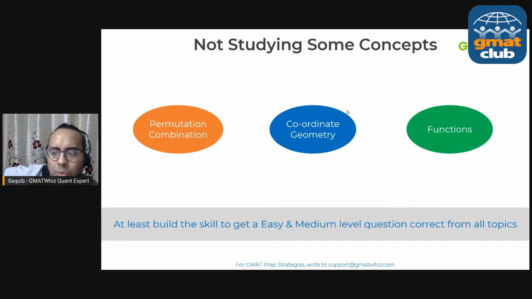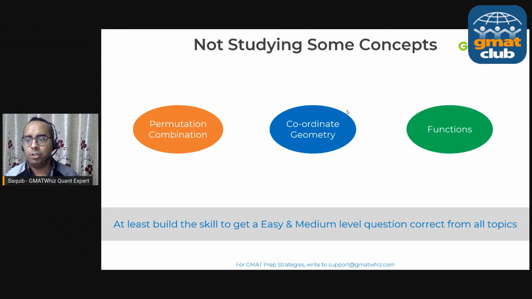My advice would be, please don't do that. Especially if you're looking for a Q50, 51, don't do it. If you're looking for a 47, 46, then the only advice is don't skip it completely. Do it, at least learn the basic level concepts, so that if you get any questions in the first 15, 16 of the exam, you are at least able to attempt those questions properly.